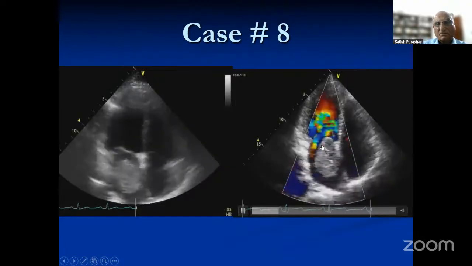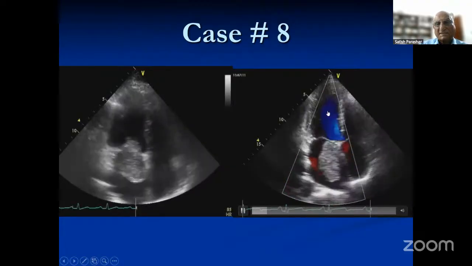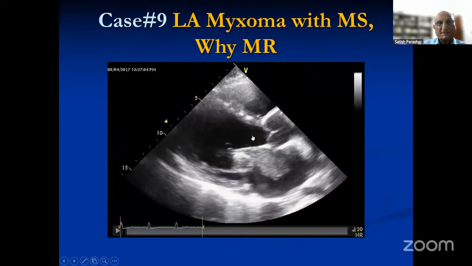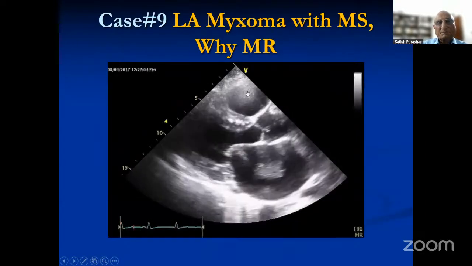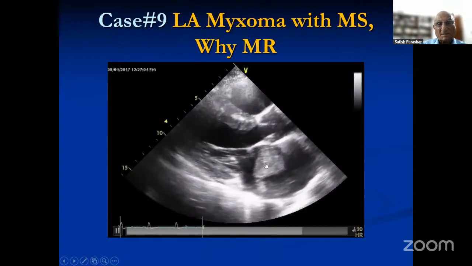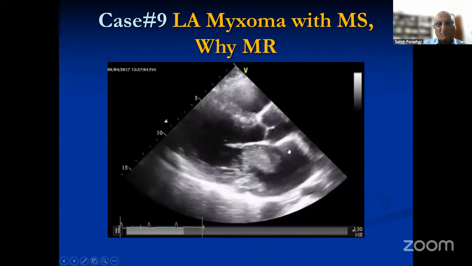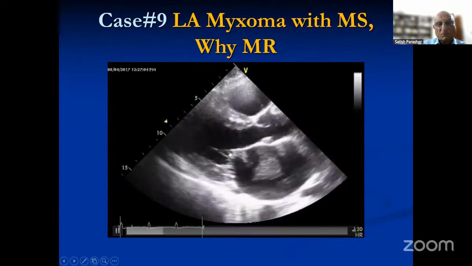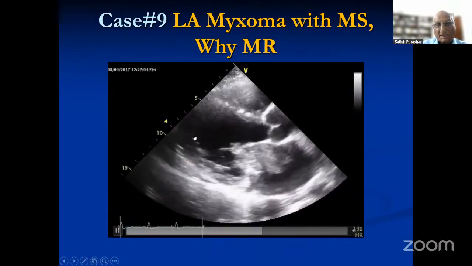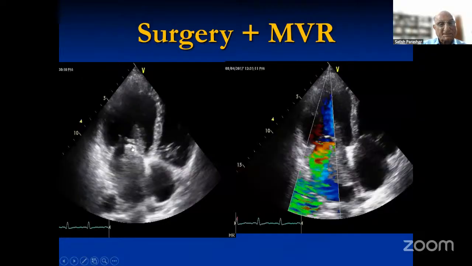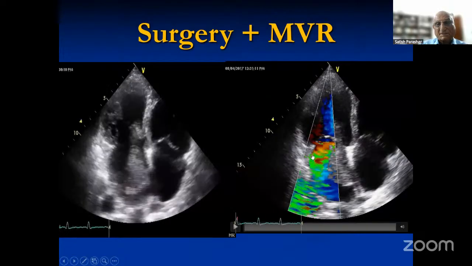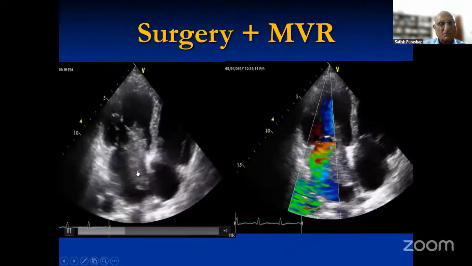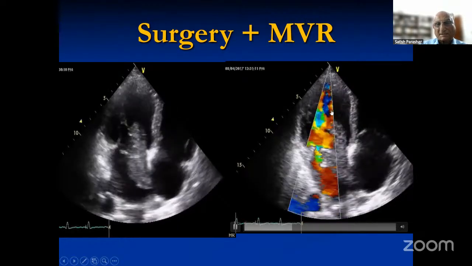and you can see a flow acceleration and aliasing producing this. And this was another interesting case. LA myxoma presented with MS and severe MR. You see there are multiple myxomas here going into the mitral valve, and it shows significant mitral regurgitation because normally they are supposed to produce more of a stenosis, but here a regurgitation.